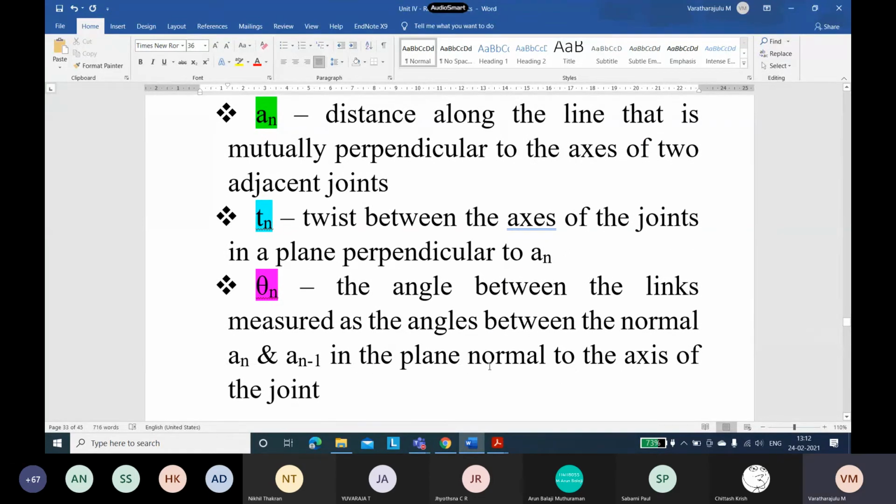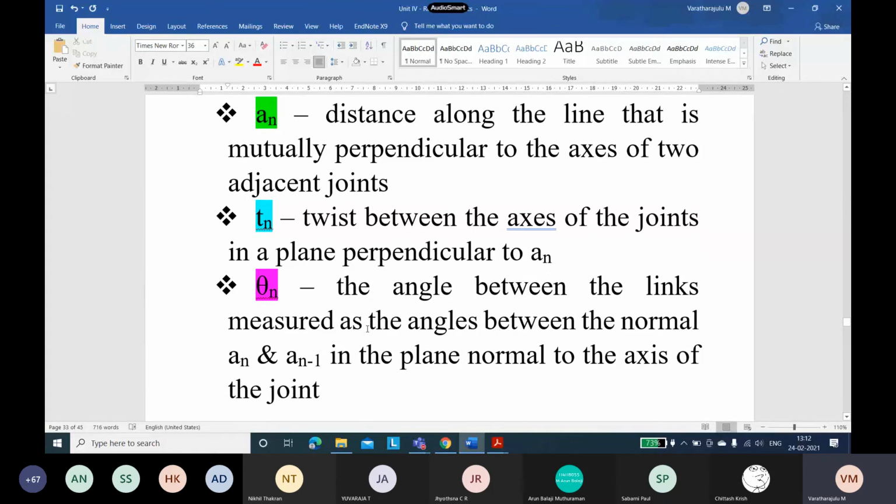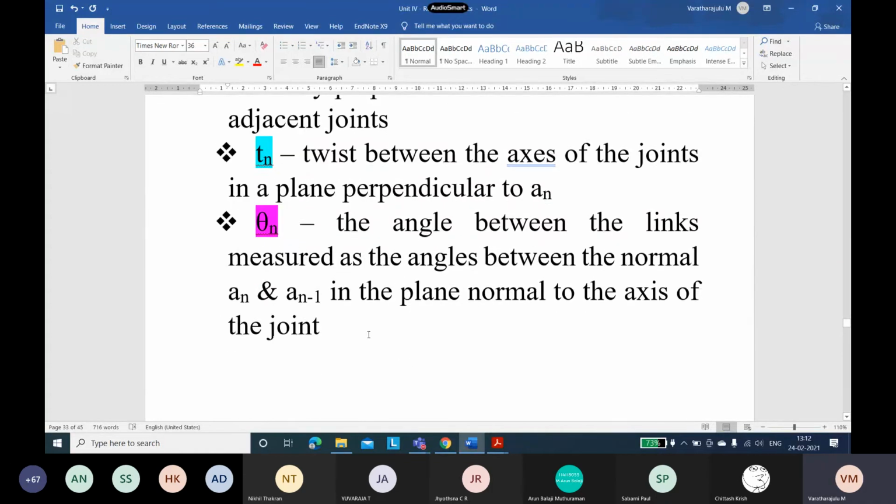Okay. You please make a note of this abbreviation, that is AN, TN, and theta n, in the diagram.